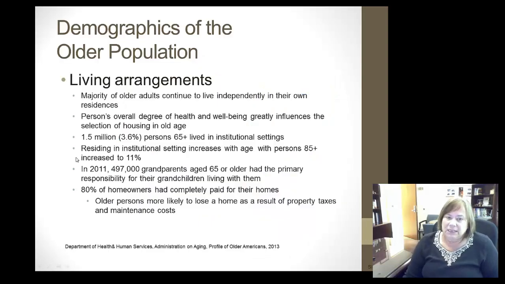Again, here's a key factor. This is information for most of you to review on your own, but only 3.6% of the people older than 65 live in institutional settings, such as subacute or long-term care settings. But as this group of people age up to 85 plus, that percentage goes from 4% all the way up to 11%, which makes sense as these chronic illnesses keep on progressing and maybe having some more complications, and their functional status is being impaired, is when they will be moving into the institutional settings.